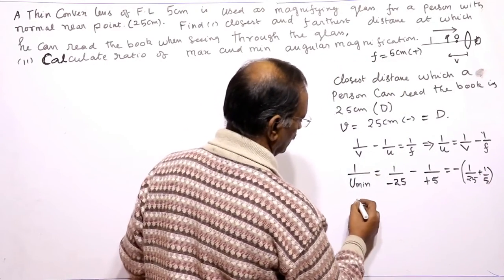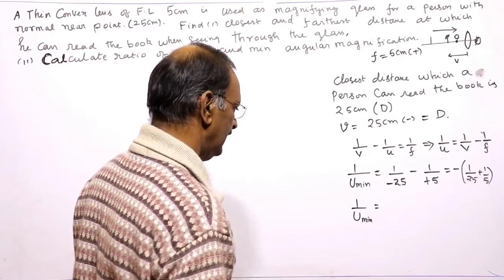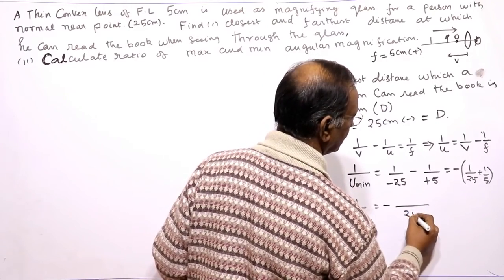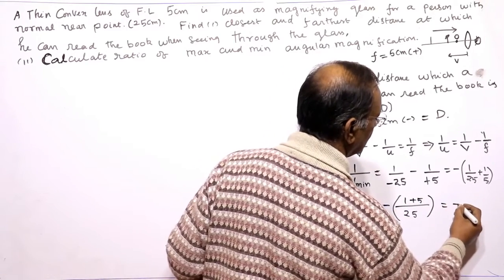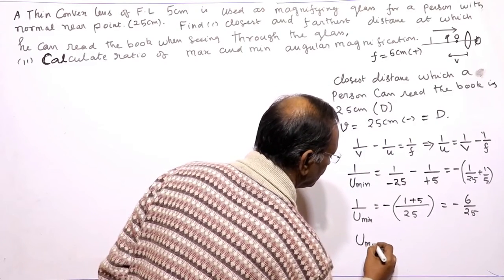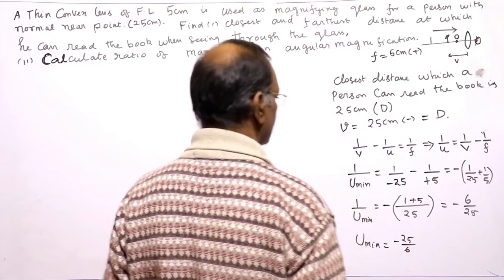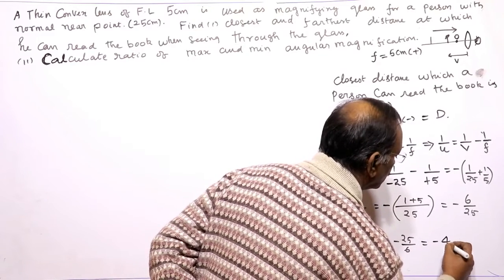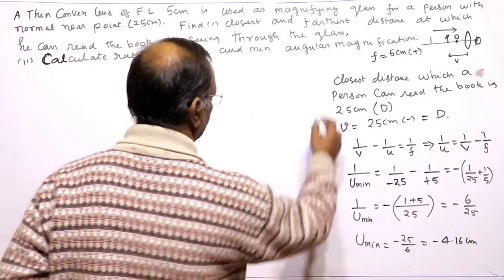So 1 by U minimum, where the book is supposed to be kept as an object, is equal to minus, taking 25 as LCM, 1 plus 5 over 25. So it's equal to minus 6 by 25. So U minimum is equal to minus 25 by 6 centimeter, which is equal to minus 4.16 centimeter.